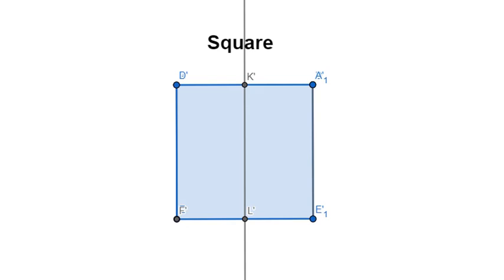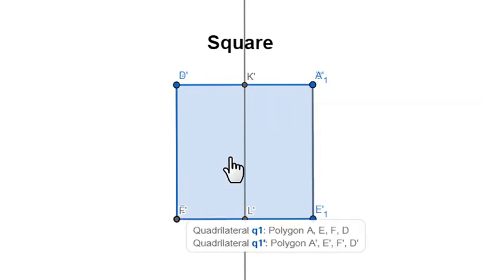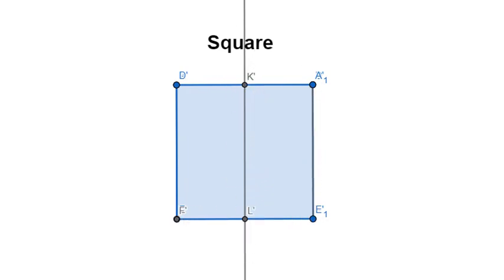Everything flipped over that line. And notice, everything overlaps perfectly. It's beautiful. It overlaps exactly on top of itself. Therefore, this is a line of reflection. So far, we've had one line of reflection.